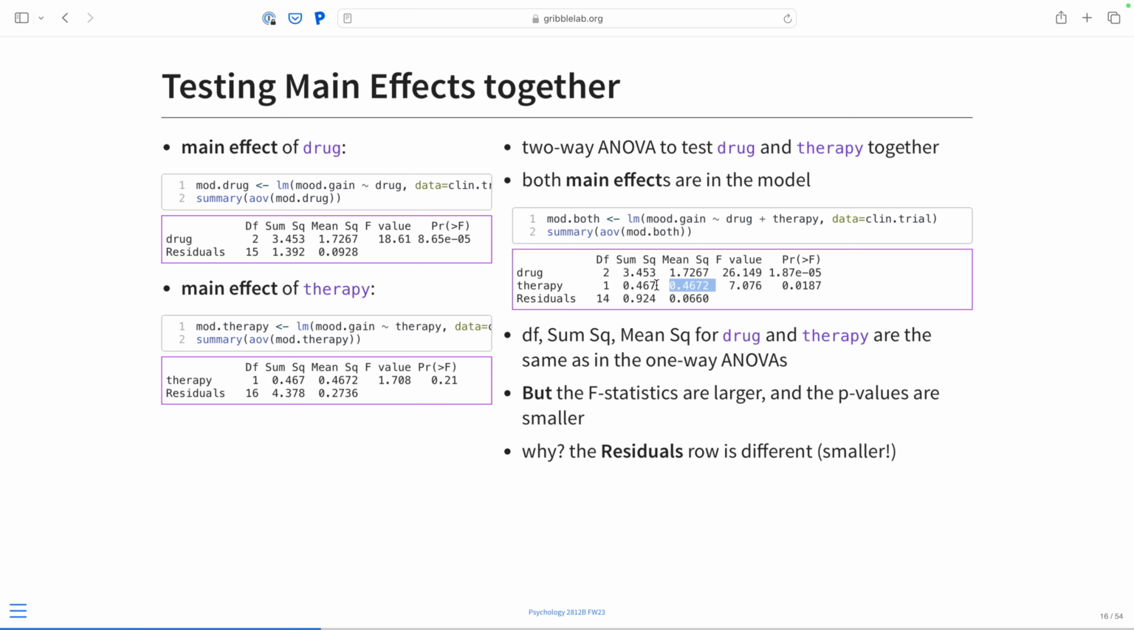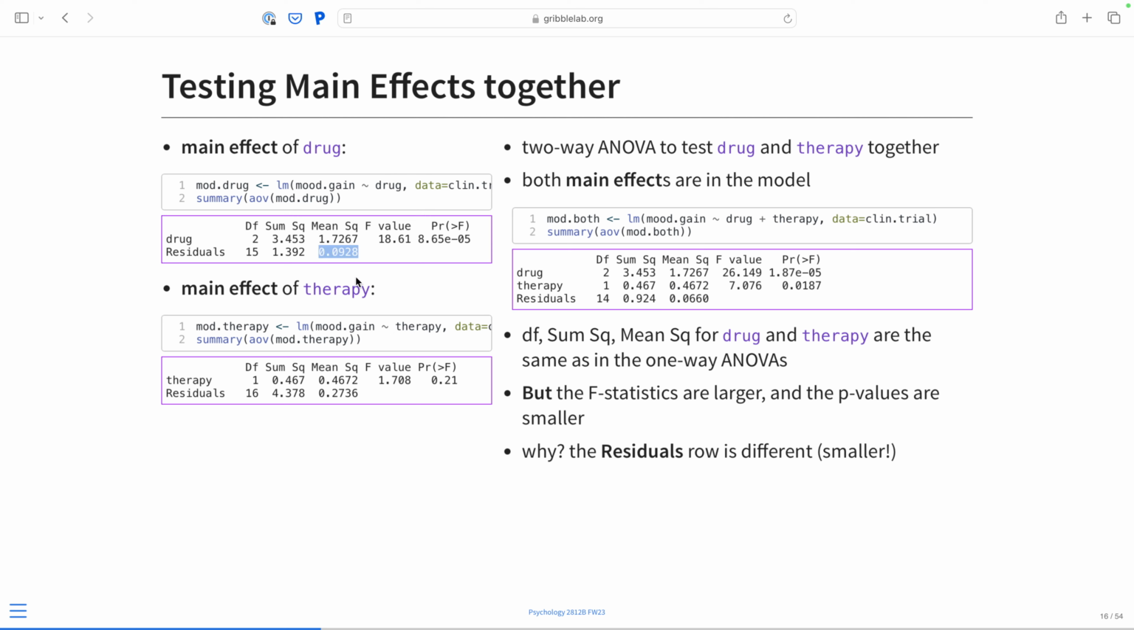So the mean square is just the sum of squares divided by degrees of freedom. And the F value, of course, is the mean square divided by the mean square residual. And so that's why these F values here in the combined model are bigger than the F values here in the individual models. The mean squares are the same, 1.7267, 1.7267, 0.4672, 0.4672. They're the same.